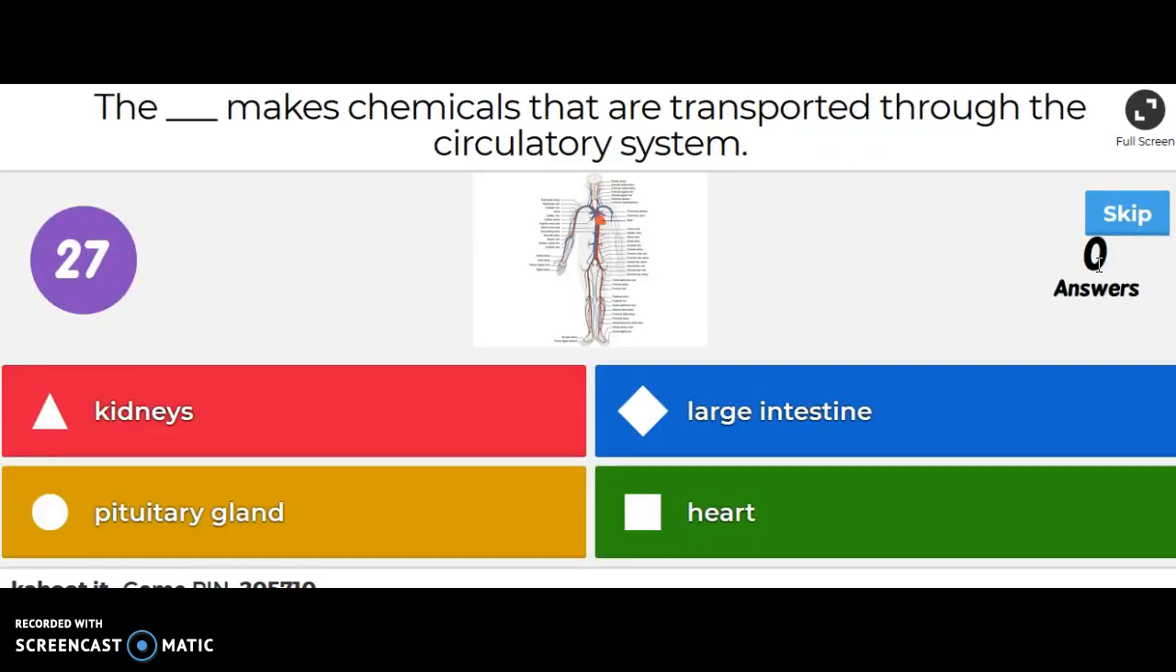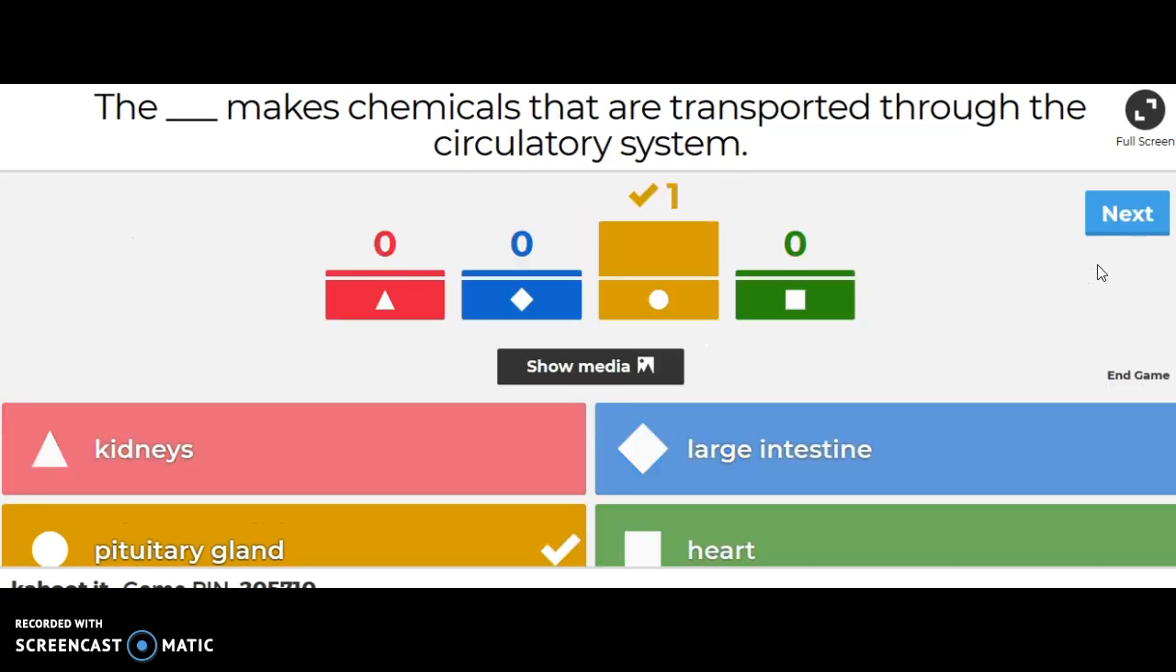The blank makes chemicals that are transported through the circulatory system. So here's a picture of the circulatory system. And chemicals that get transported through the circulatory system to different organs within the body are made by the endocrine system. So yes, that is the pituitary gland.